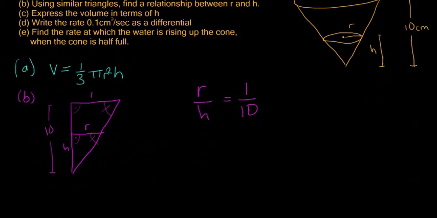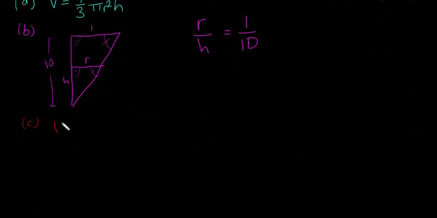So I'll go to red, and we're going to do part C. This is express the volume in terms of H. So this is what I mean. We know that V is equal to 1 over 3 pi R squared H, okay? But this isn't much good to us because we don't know R, we don't know H, and we can't differentiate it. So what we're going to say is, I'm going to say that R is equal to H over 10.